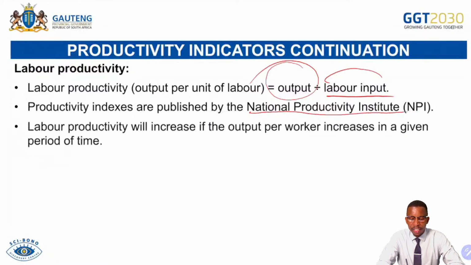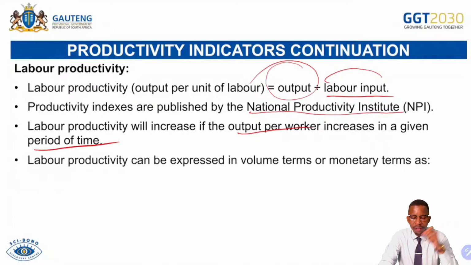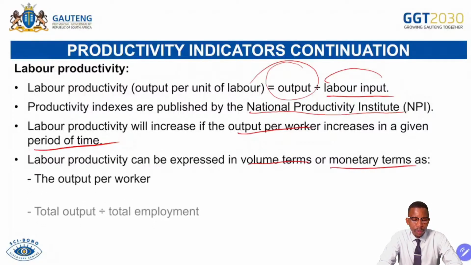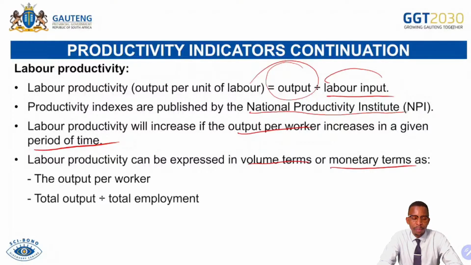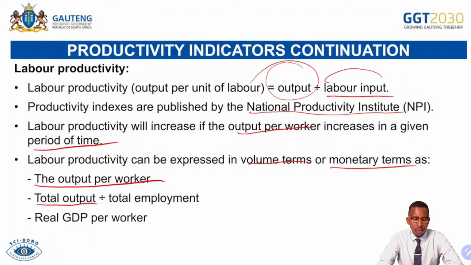Labor productivity will increase if output per worker increases in the given period of time. So if workers are producing more goods and services, that's output per worker. If it's increasing, then we can see the increase in labor productivity. Labor productivity can be expressed in volume terms or monetary terms. So the output per worker is total output divided by total employment. So if we want to get output per worker, we say total output or real GDP for the business divided by the total number of people employed, or total number of workers or employees. We have real GDP per worker.